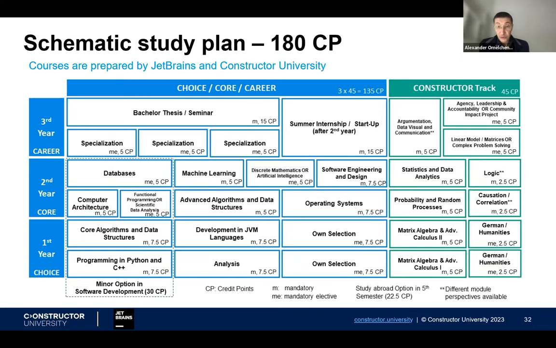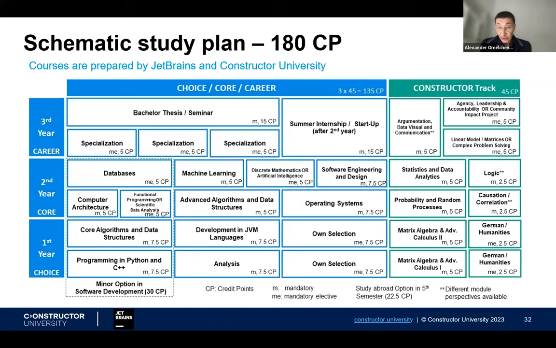Plus, we've got so-called constructor track. It's another C, constructor track. And this track allows you to know more about some mathematical things like matrix algebra, calculus, probability, mathematical statistics, data analytics.